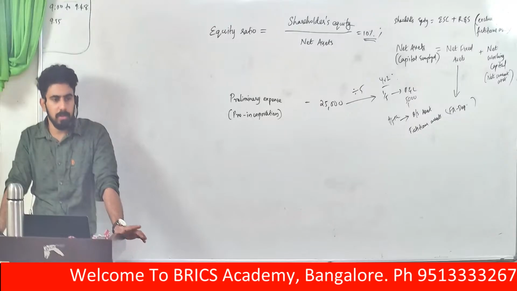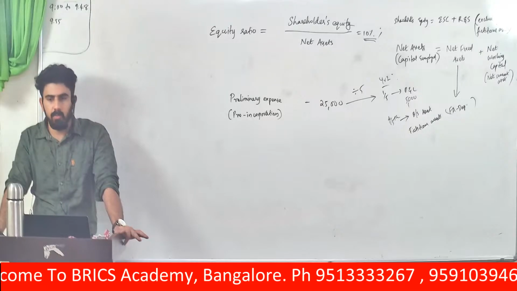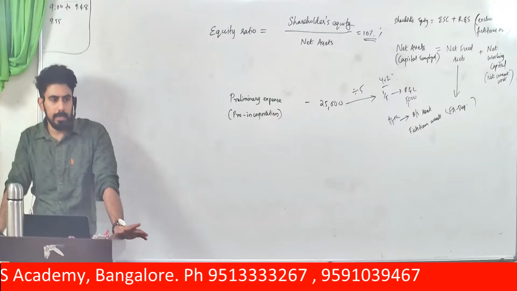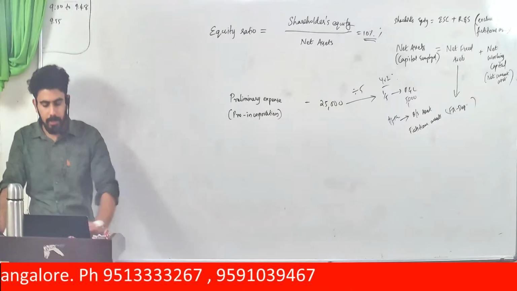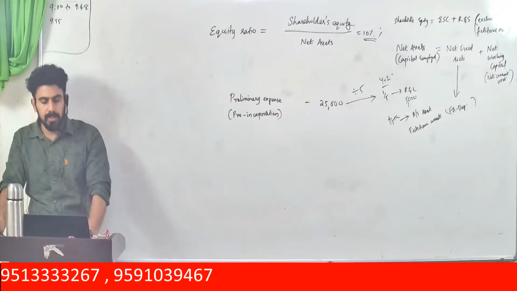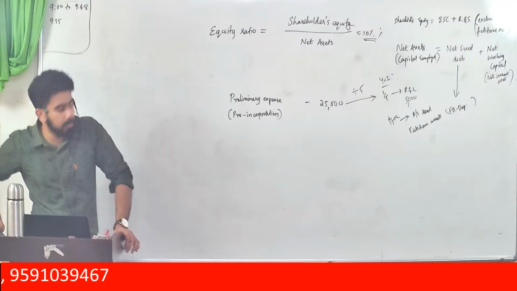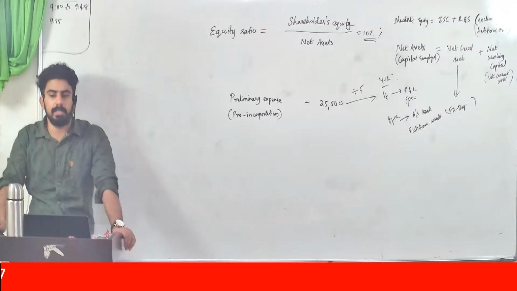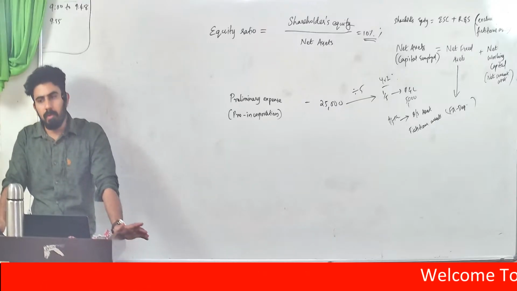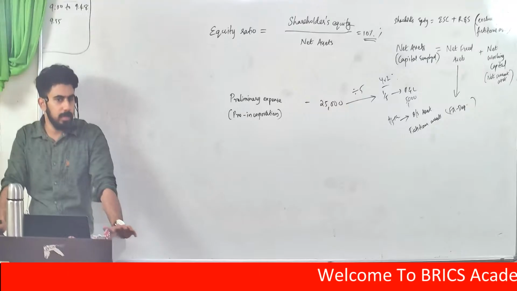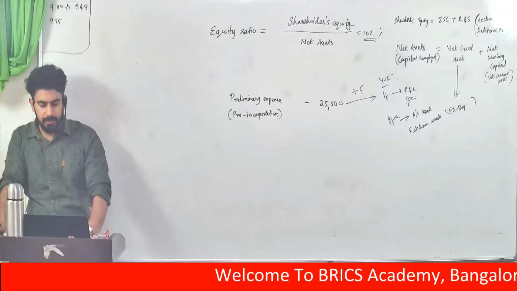Net fixed asset means what? Gross fixed asset minus depreciation. What is net working capital? Current assets minus current liability. All this you should know. So this will give you this ratio. Debt ratio will tell you how much of the net asset is funded by debt. If too much is funded by debt, it is a problem. Again, this will also help you make decisions.